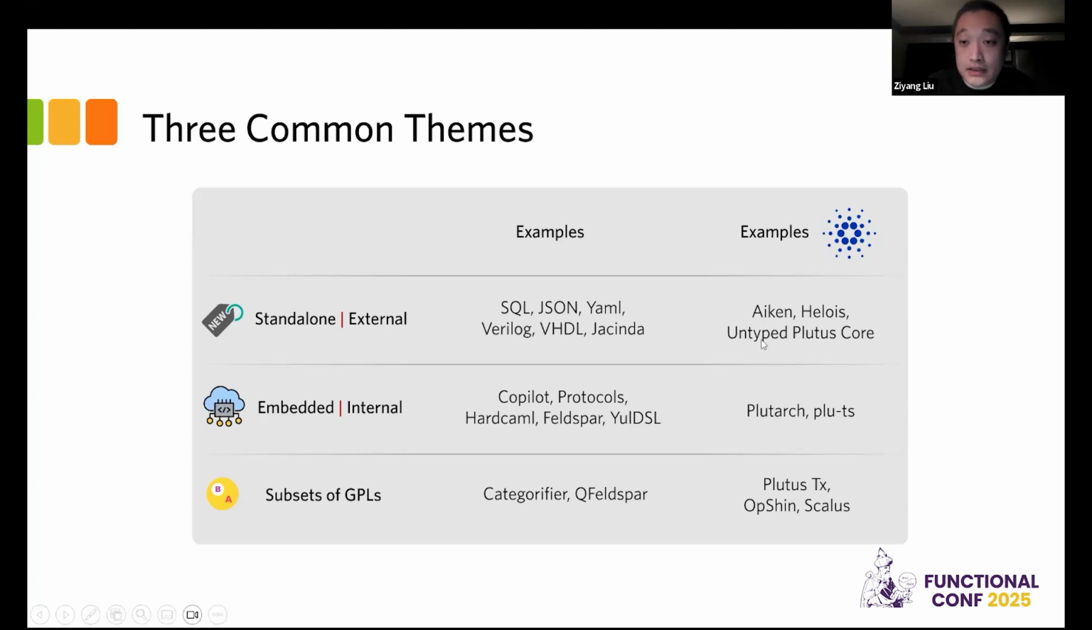The examples on the right are from a specific domain, which is Cardano smart contracts. This is the logo of the Cardano blockchain, and this is the domain I work on at my current job. All these languages are scripting languages for writing smart contracts on Cardano. This is an interesting domain because you can find multiple examples of each strategy. So this makes it a very interesting domain to study this topic by comparing these languages.